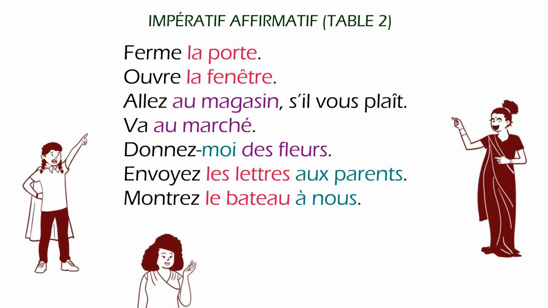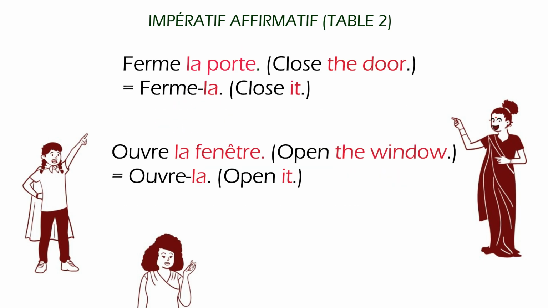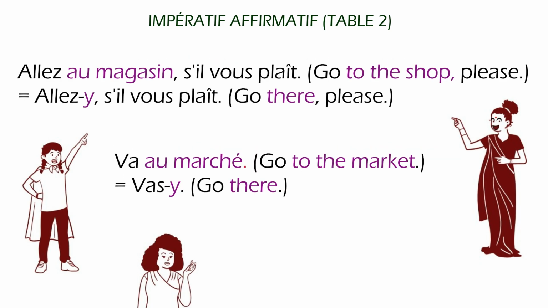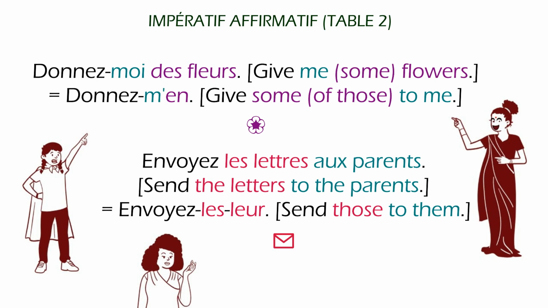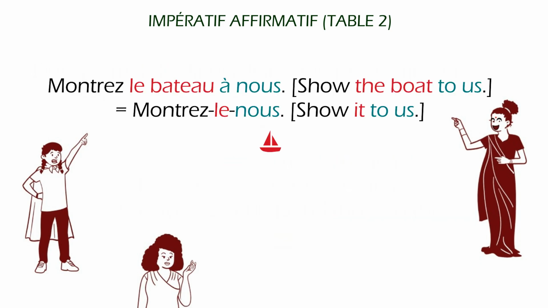So let's see how these affirmative sentences will look after replacing the objects with object pronouns according to table 2. Ferme la porte, ferme-la. Ouvre la fenêtre, ouvre-la. Allez au magasin s'il vous plaît, allez-y s'il vous plaît. Va au marché, vas-y. Donnez-moi des fleurs, donnez-m'en. Envoyez les lettres aux parents, envoyez-les-leur. Montrez le bateau à nous, montrez-le-nous.